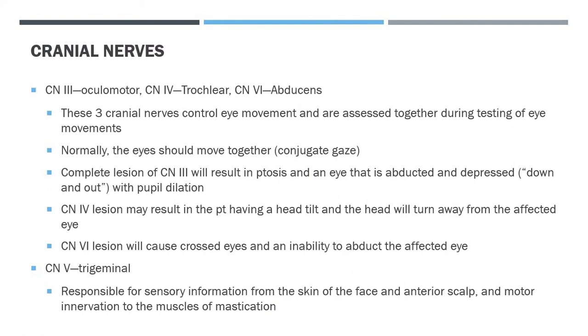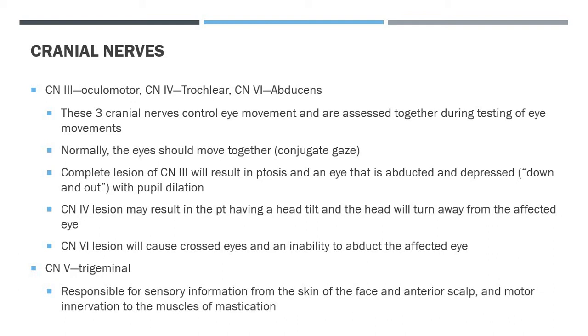Okay, so the 3rd, 4th, and 6th nerves are actually tested together, and you've seen this before. The oculomotor, that's the one we test with if their pupils constrict with the light. And then there's trochlear and then abducens. All of these control the movement of the eye muscles, so all these are tested together. Normally patients' eyes should move together, they shouldn't be cross-eyed, or one eye looking left and the other right. That's called conjugate gaze. That's going to be normal.